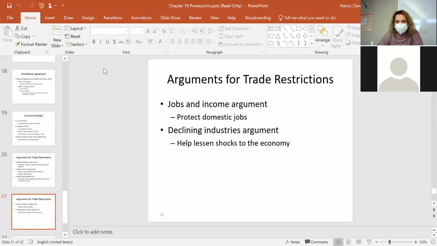The jobs and income argument, this is the political one that we hear a lot about trade restrictions, about restricting trade with China, restricting trade with anybody, is if we restrict trade, it protects jobs and incomes here in the United States. Okay, yeah, it does, at a very, very high cost. So if we do this, we protect jobs for a very small segment of the population and we make everybody else pay for it through higher prices and less consumer surplus.